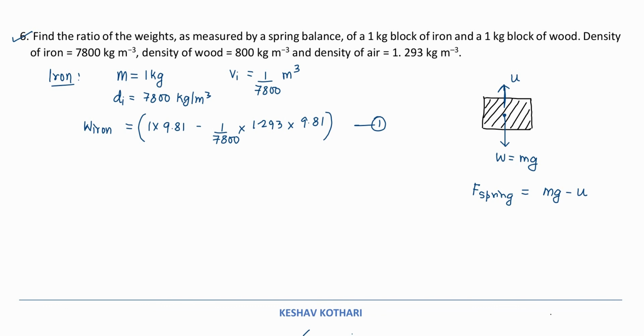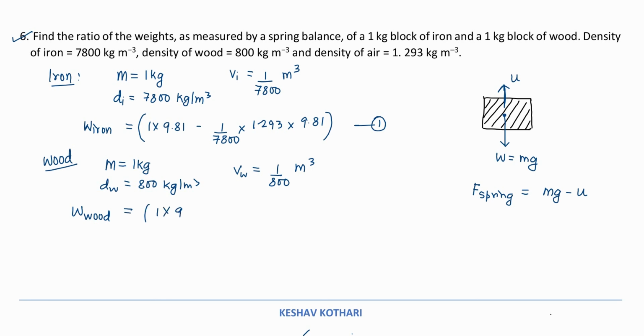If I write for wood, then for wood the mass is equal to 1 kg, and the density of wood is equal to 800 kg per meter cube. The volume of wood is equal to 1 upon 800 meter cube, and hence the weight of wood is equal to mg, 9.81, minus volume of wood times density, this time of air, since this is the fluid that is involved, times g, 9.81, and this becomes equation number 2.